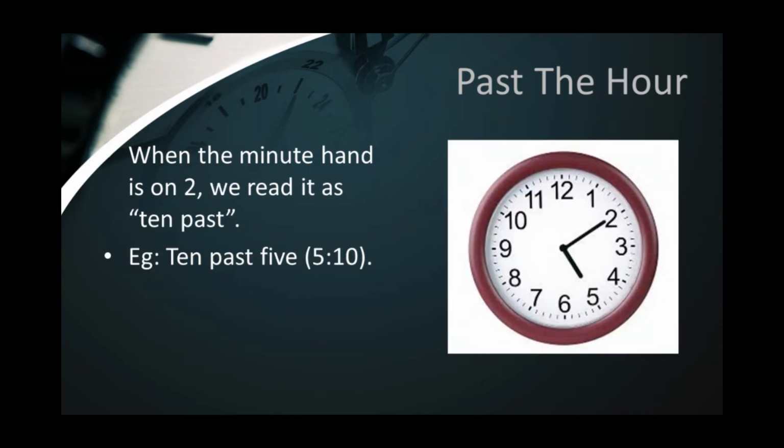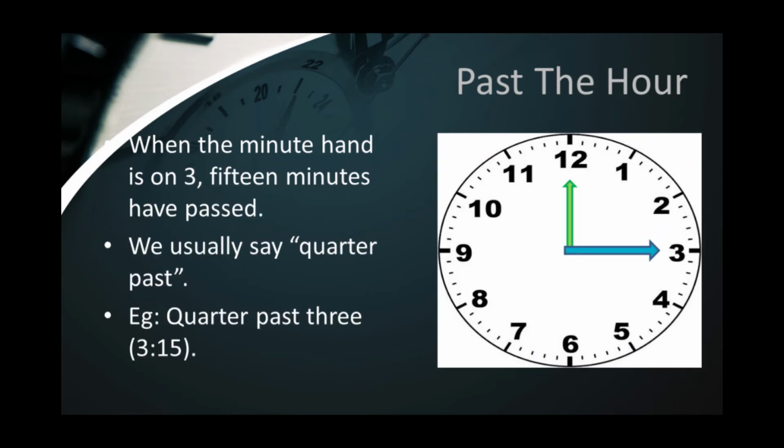When the minute hand is on 2, we read it as 10 past. For example, 10 past 5. This can also be read as 5:10. When the minute hand is on 3, 15 minutes have passed. We usually say quarter past. For example, quarter past 3. This can also be read as 3:15.